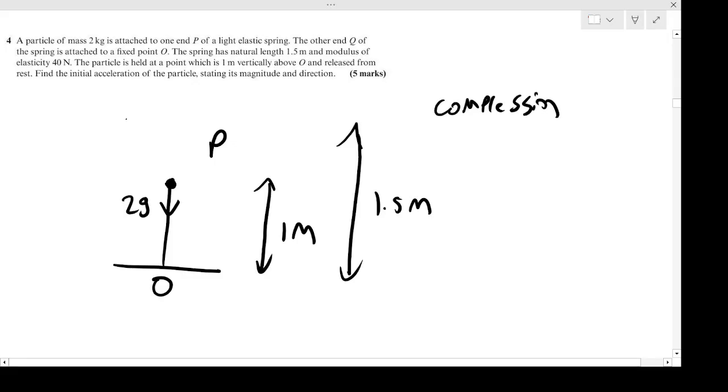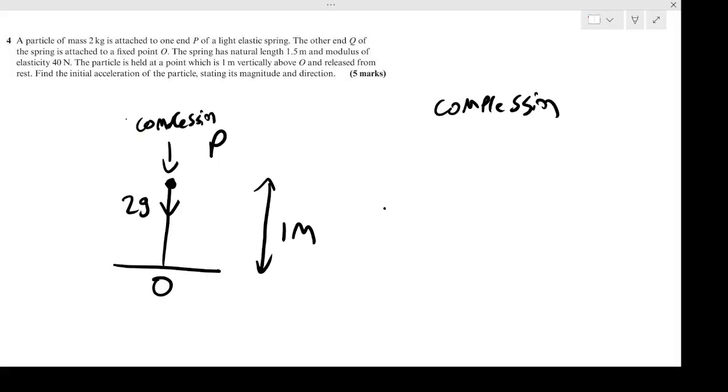This is again why it's so important to pay attention to the lengths given. We can work out it's a compression because the length of the string has gone down from the natural original length. That means the particle is pushing into the spring, which makes sense because the weight is acting down. To oppose the downwards compression, the force in the spring is going to act upwards. Hopefully that makes sense.